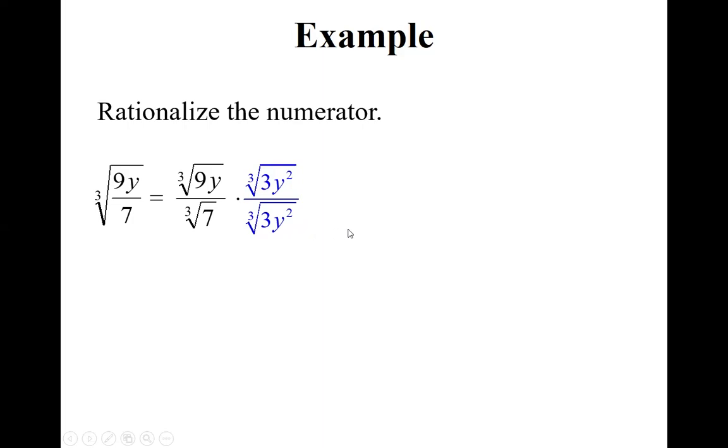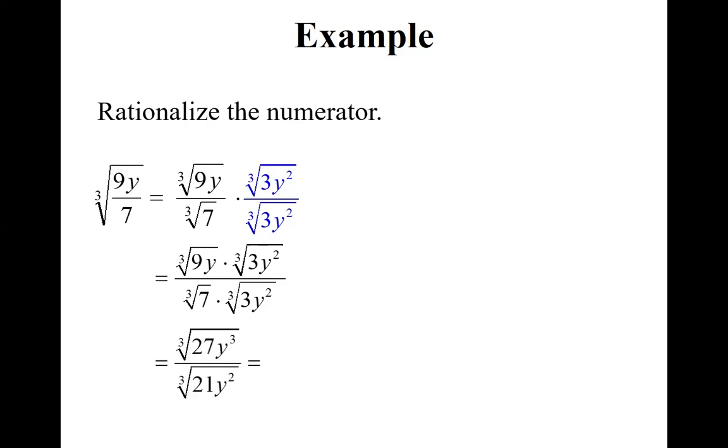On top, that does give us the cube root of 3 cubed y cubed. That leaves us with 3y on the top. On the bottom, cube root of 7 times cube root of 3y squared. We can multiply the 7 times the 3 and get 21y squared. So 3y over the cube root of 21y squared.